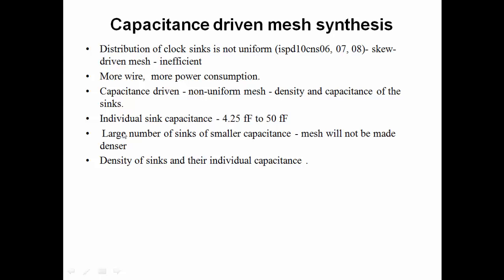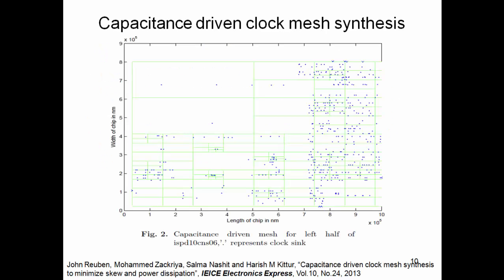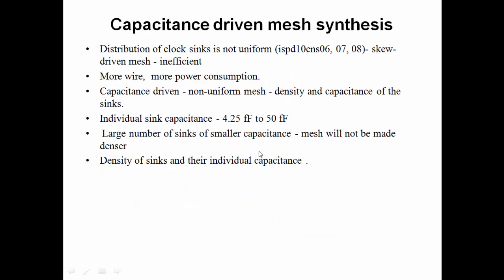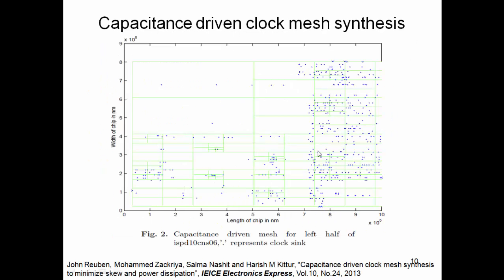I proposed a methodology of forming the mesh which is called the capacitance driven mesh. Here I've just shown the left half of the ISPD 2010 benchmark number 6. You can see that this is that dense region which I showed in the previous slide. For this dense region, the mesh is made more dense, and where you have very few clock sinks, the mesh is made more sparse.